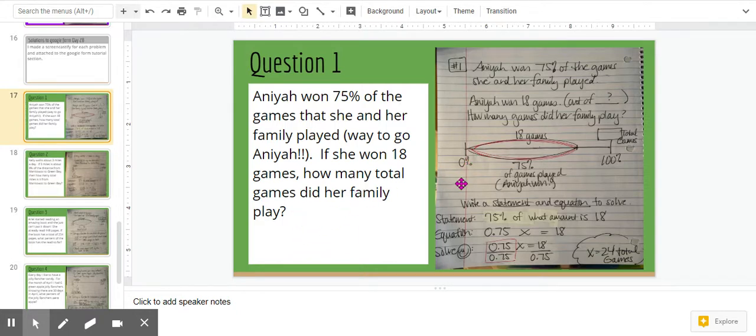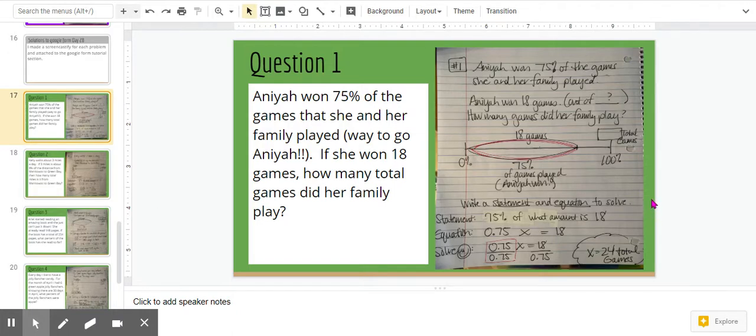When I build my line diagram, I start from 0 to 100%. I mark off the things I know. I know that Anaya won 75% of the games that were played, and I know that that value is 18 games. That ratio is complete. 18 games is the 75% that she won. What we don't know is the total number of games her family played. So I left that blank above 100%.